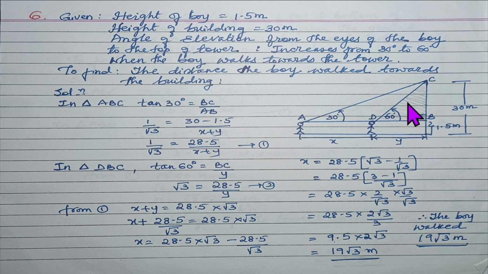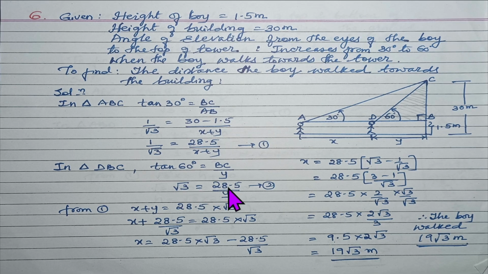Now let us take the next triangle DBC. In triangle DBC, if I have to relate BC and DB, I can take tan 60. So tan 60 is equal to BC by DB, and DB is y, and therefore it is again 28.5 divided by y, that is equation number 2. Now using these two equations, we can solve for x. If I take equation number 1, cross multiplying, x plus y is equal to 28.5 into root 3, and we have got the value of y here.